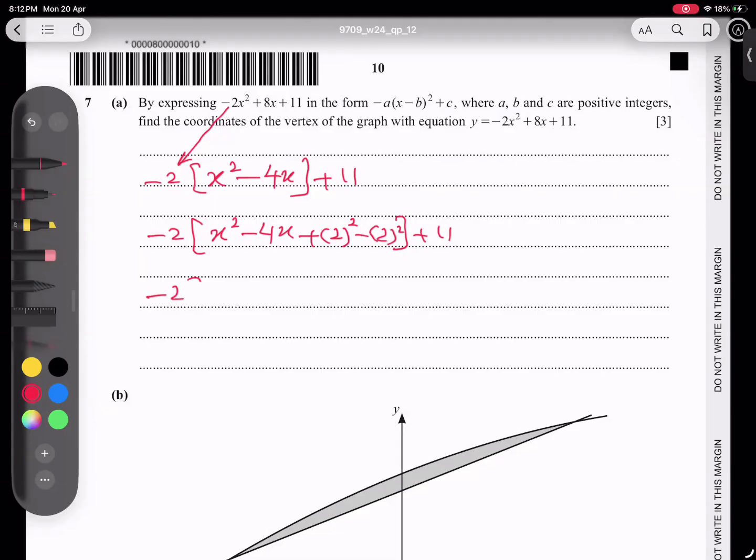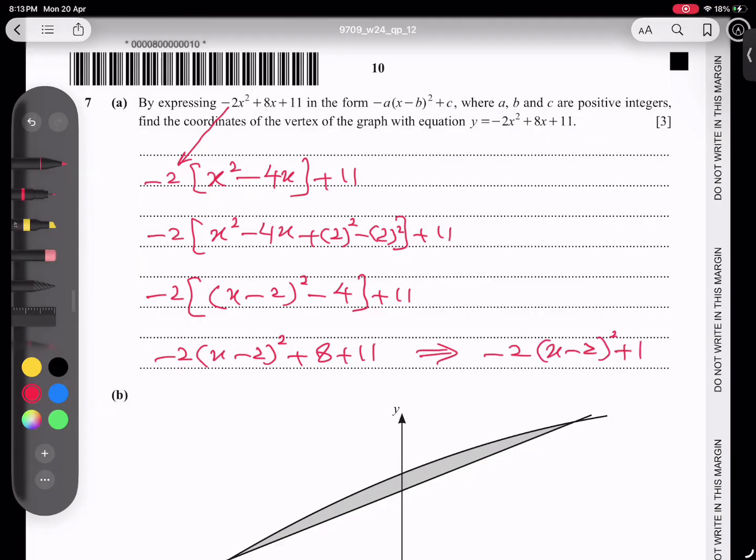Now what to do onwards? These three terms combine: x minus 2 whole square and -4, and -2 multiplied inside. The final form is -2(x minus 2) whole square plus 19. So I hope the concept is clear.